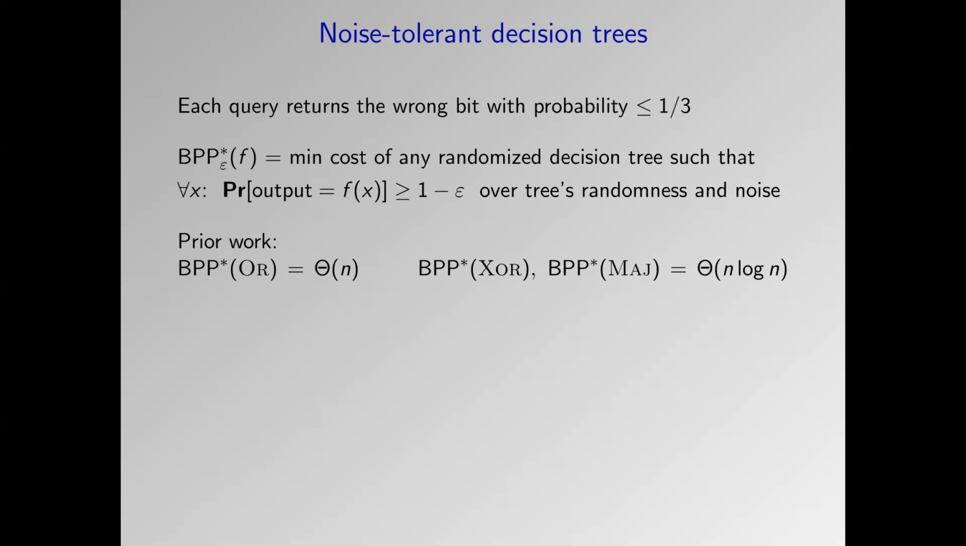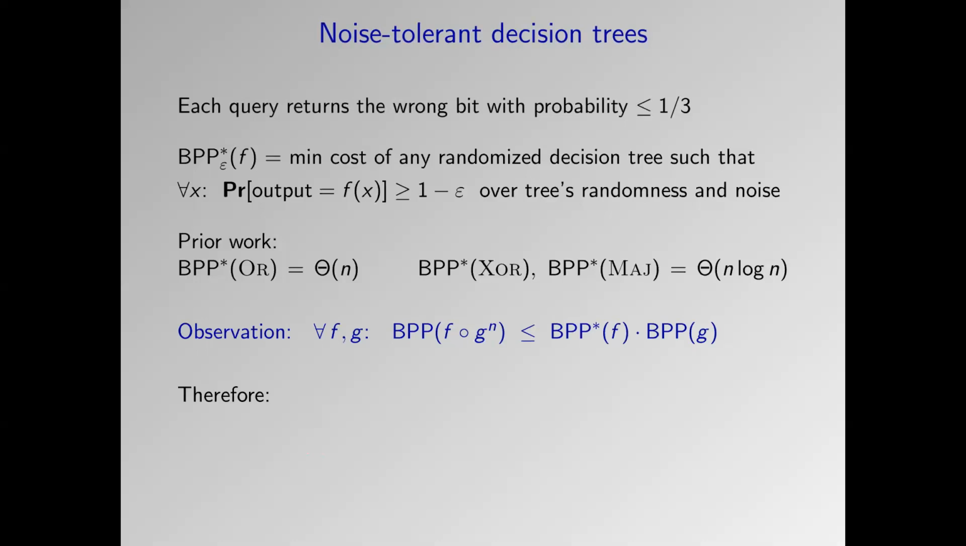Now, we make an important observation. The plain randomized query complexity of a composed function is upper bounded by the noise-tolerant complexity of F times the plain randomized query complexity of G. And the reason for this is if we run a noise-tolerant decision tree for F, we can answer each query by running a plain randomized decision tree for G on the corresponding component of the input. And the error probability for G simply becomes the noise probability for F's input bits.